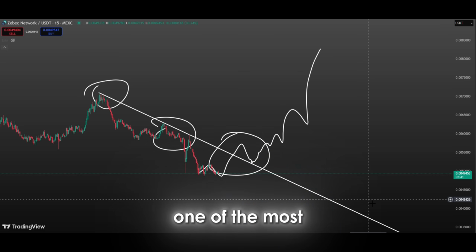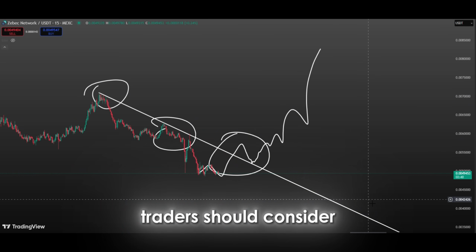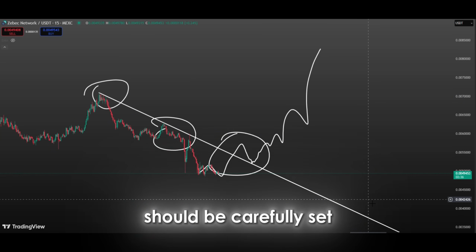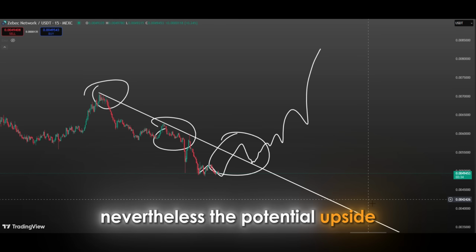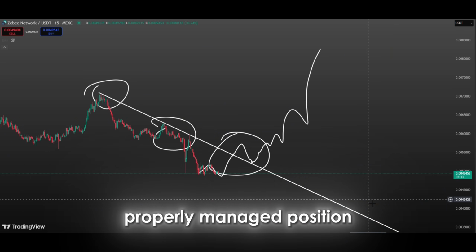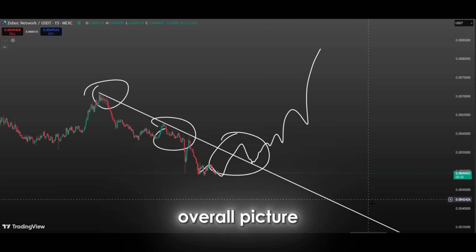In this case, one of the most important elements that traders should consider is risk management. Because although the probability of a breakout may seem high and positive, it is always necessary to act cautiously in the markets. At this point, stop-loss levels should be carefully set and position sizes should be controlled. Nevertheless, the potential upside in the event of a break of this downtrend can be quite fruitful with a properly managed position. Looking at the overall picture, it seems quite possible that if this downtrend breaks, the price could reach and even surpass its previous highs.